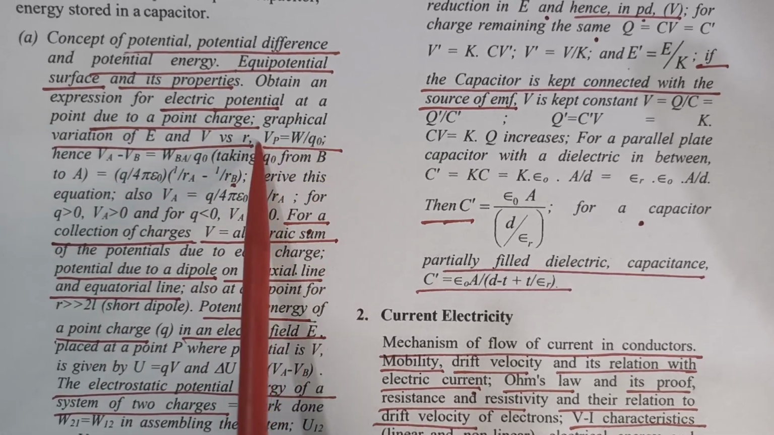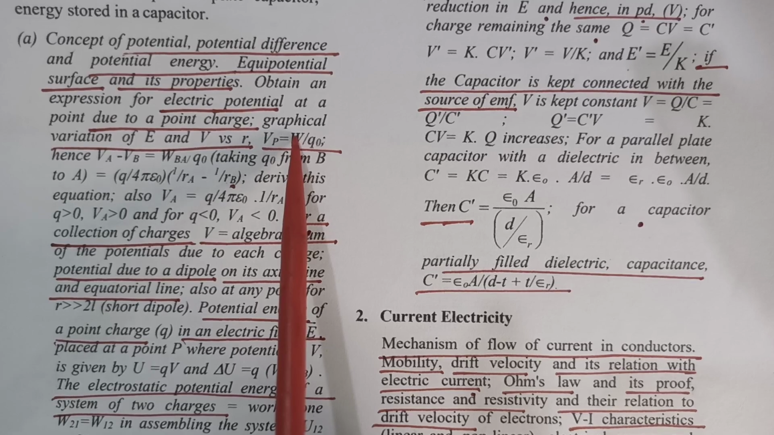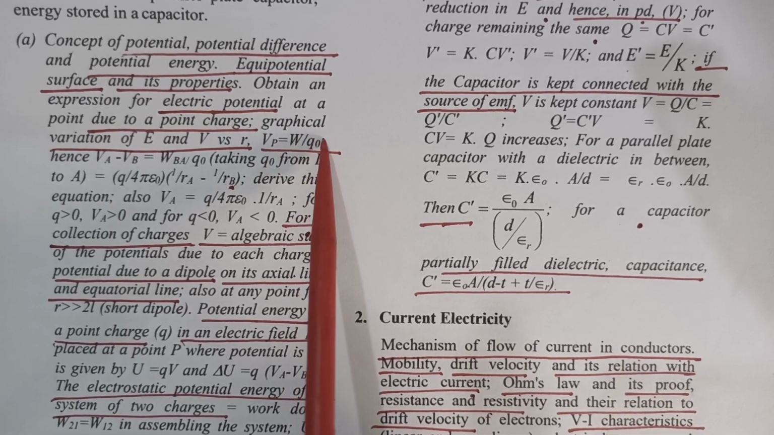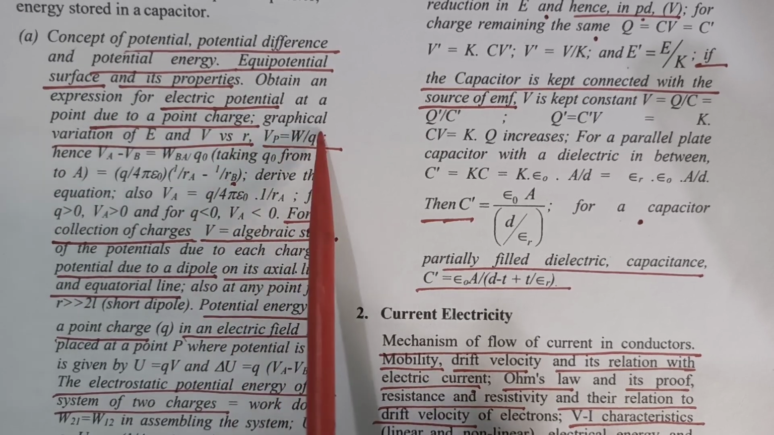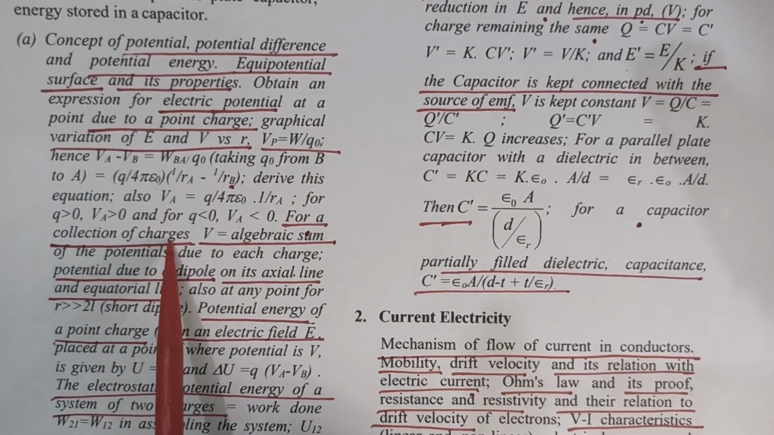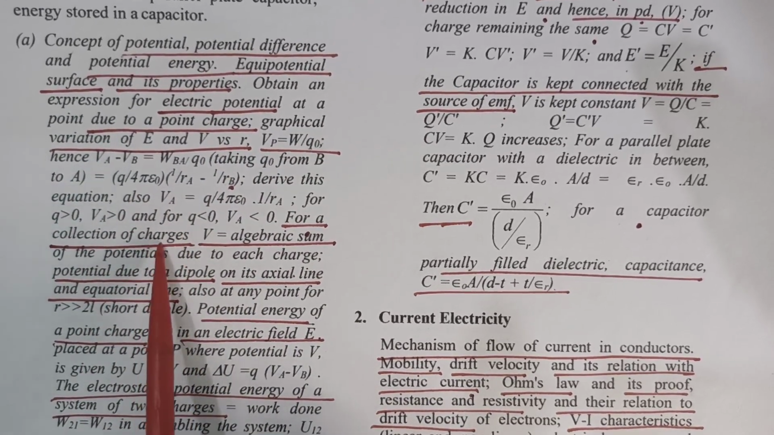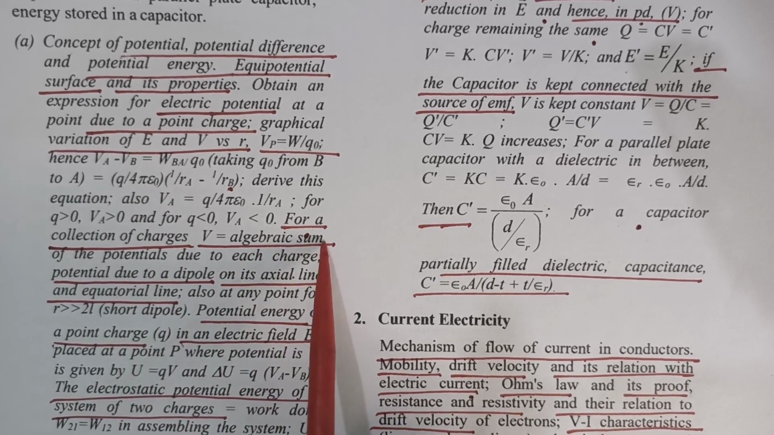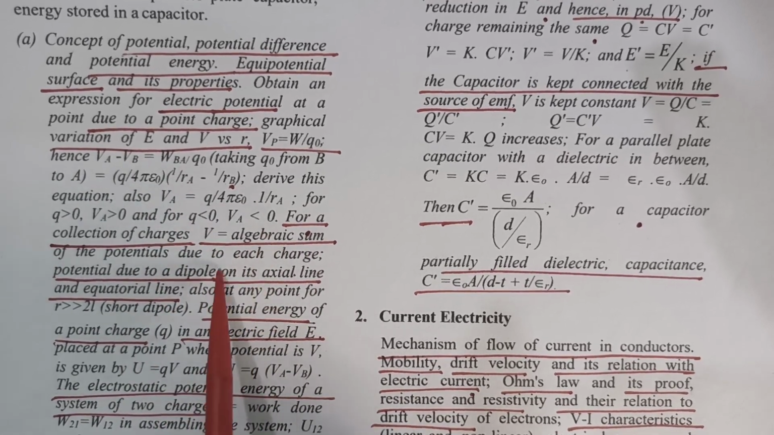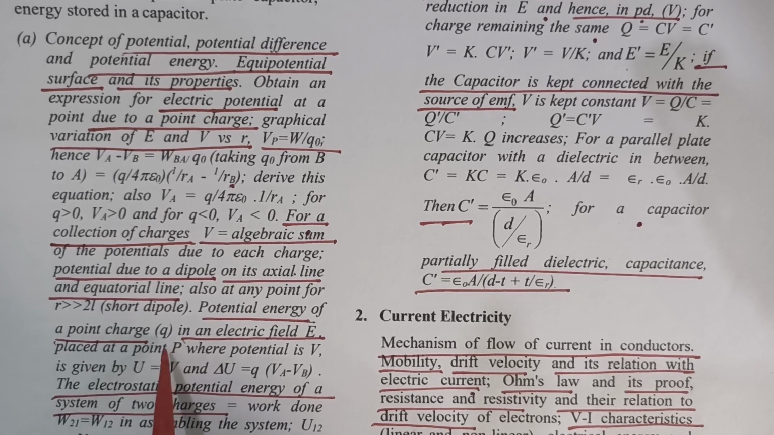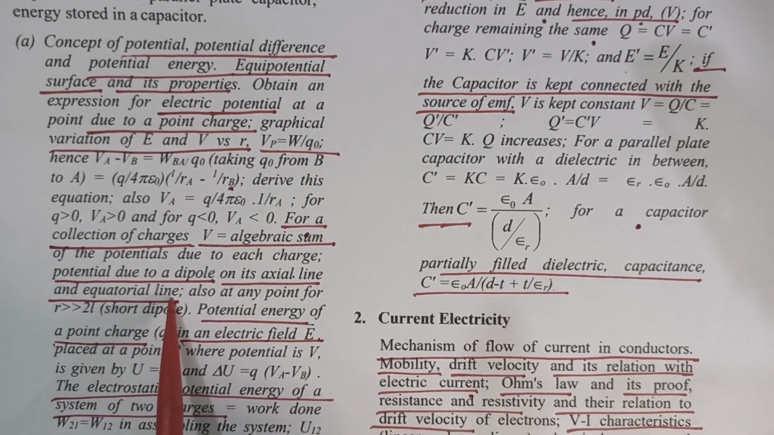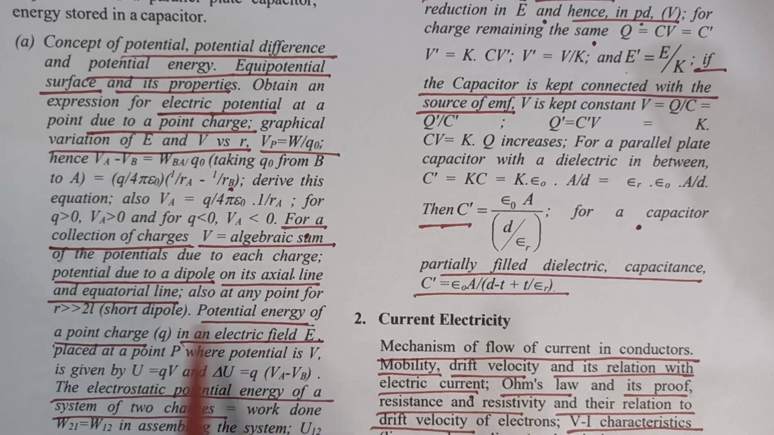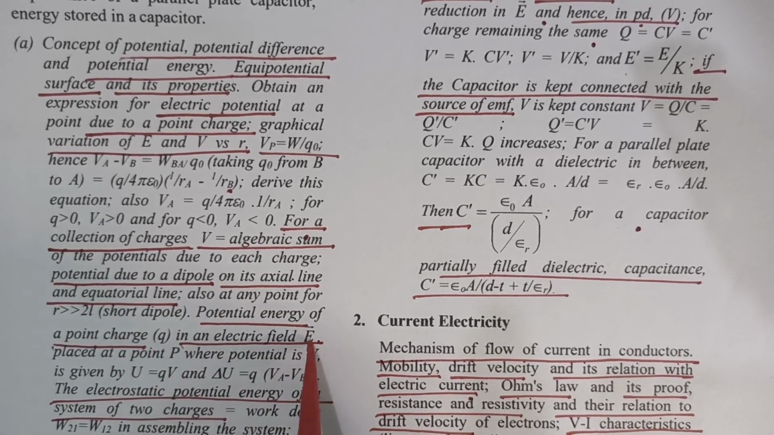The formula of potential difference, which is the work done in transferring charge from one point to another, and potential calculation for a collection of charges, not for only one charge, where it is the algebraic sum of the potentials due to all the charges at some specific point. Then potential due to a dipole on its axis and on the equatorial line. Then calculation of potential energy of a point charge which is placed in an electric field.